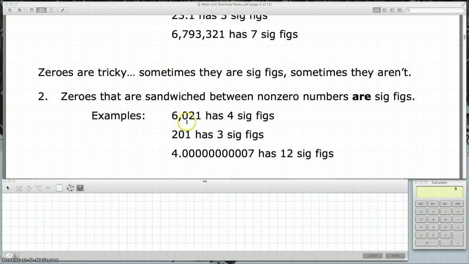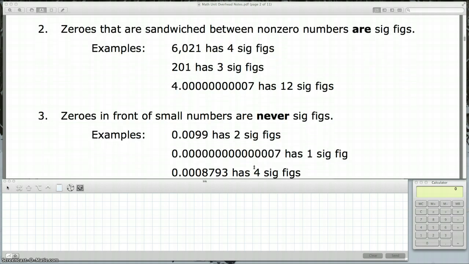So the 6, the 0, the 2, the 1. That gives us 4 sig figs. Again, that 0 is sandwiched between non-zero numbers, so all 3 of them are sig figs. Doesn't matter how many zeros, doesn't matter where the decimal point is, if zeros are sandwiched between non-zero numbers, they're sig figs. Here, all those zeros are between the 4 and the 7, they're all sig figs.